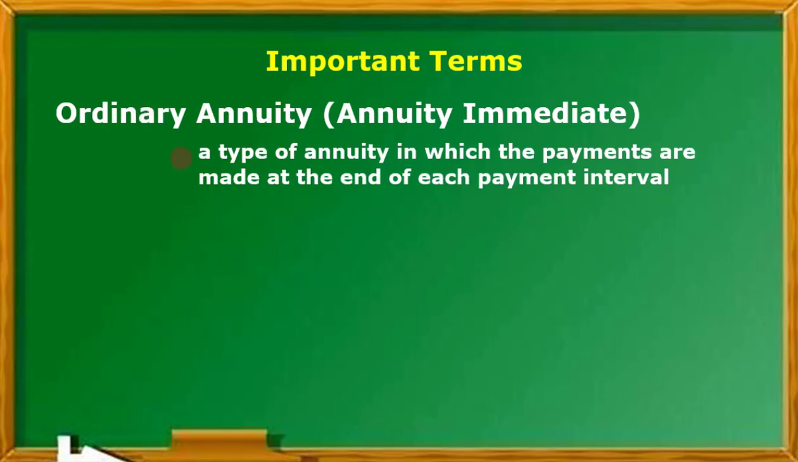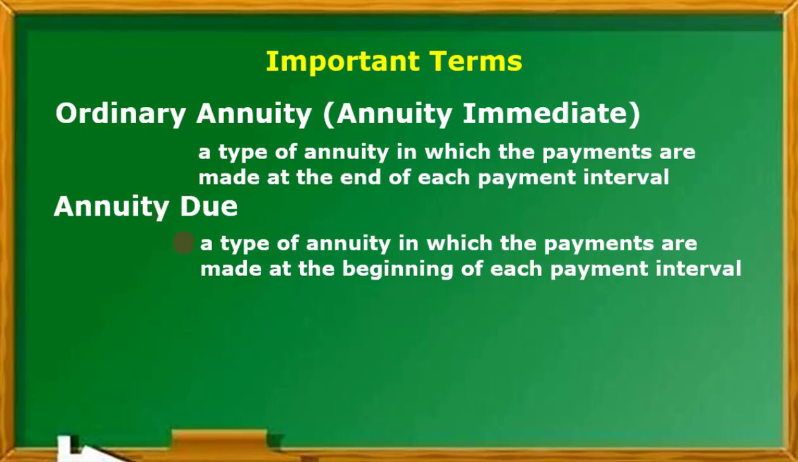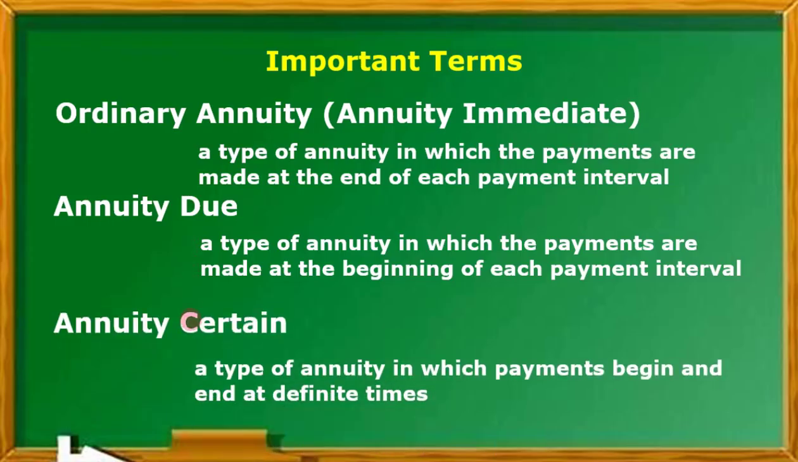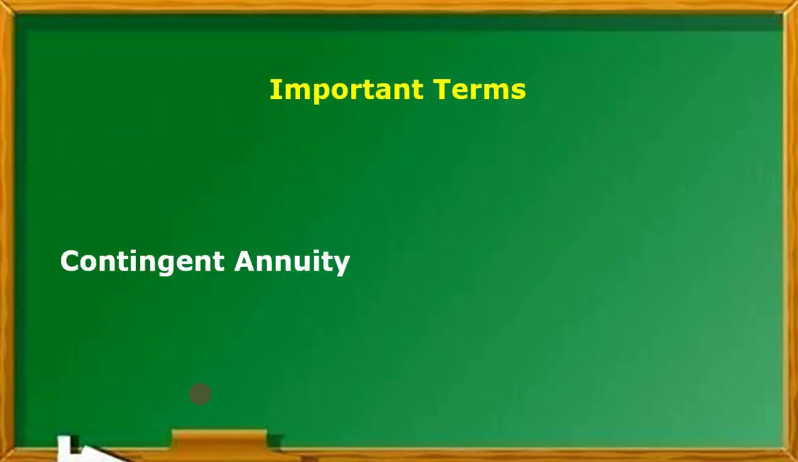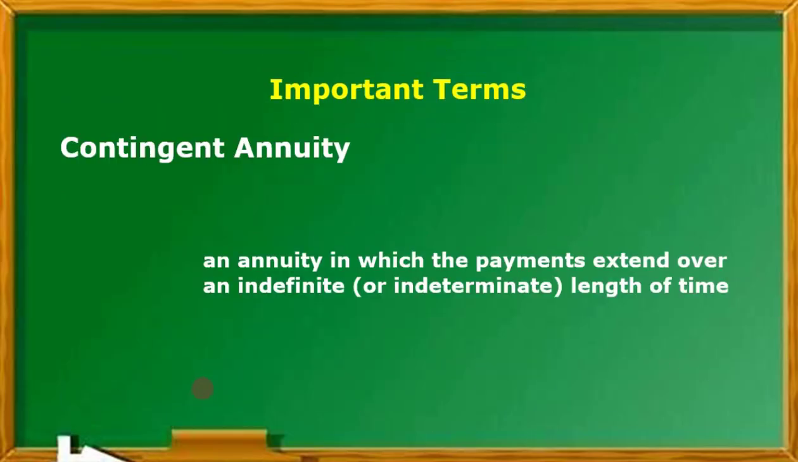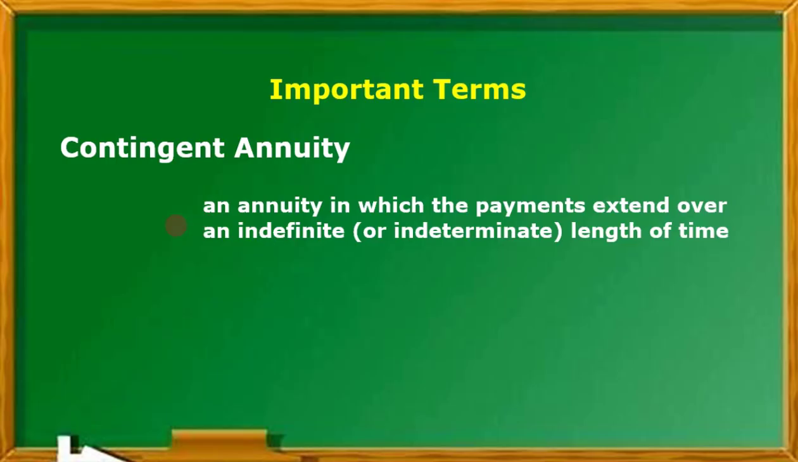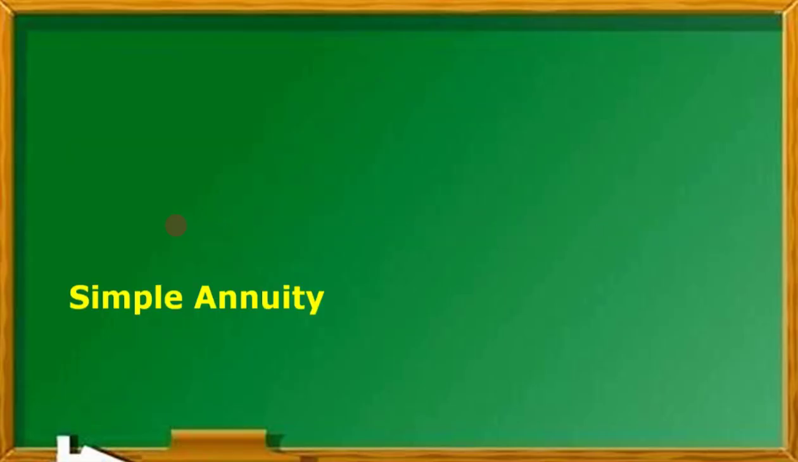This is a type of annuity in which the payments are made at the end of each payment interval. Annuity due is a type of annuity in which the payments are made at the beginning of each payment interval. Annuity certain is a type of annuity in which payments begin and end at definite times. Contingent annuity is an annuity in which the payments extend over an indefinite or indeterminate length of time.